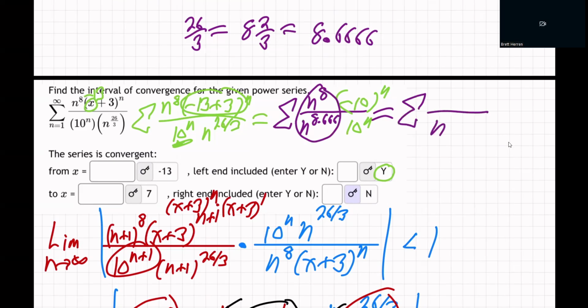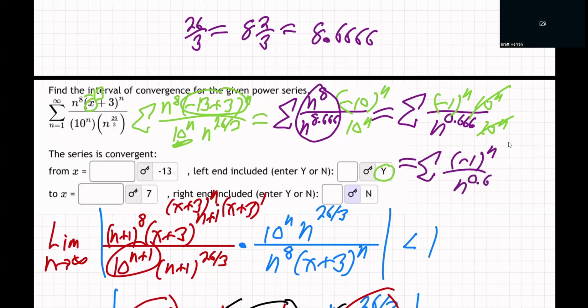So that'll be n to the 0.666 on the bottom. Okay, and now what is this? This negative in here, this is negative 1 to the n, 10 to the n, 10 to the n. These cancel. I just pulled out the negative 1 because it's negative to the n and 10 to the n. So pull that out. Okay, and so what does that equal? We're almost there. Equals the sum, negative 1 to the n over n to the 0.666.